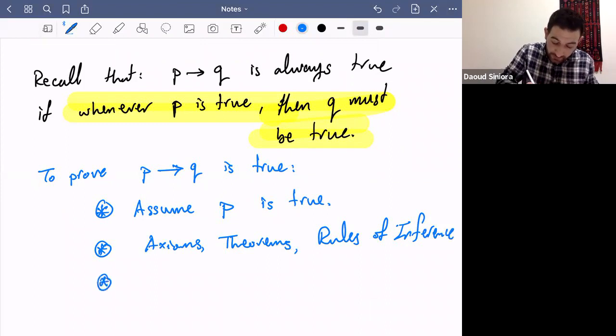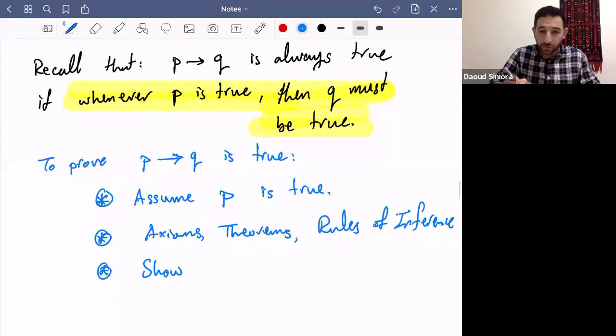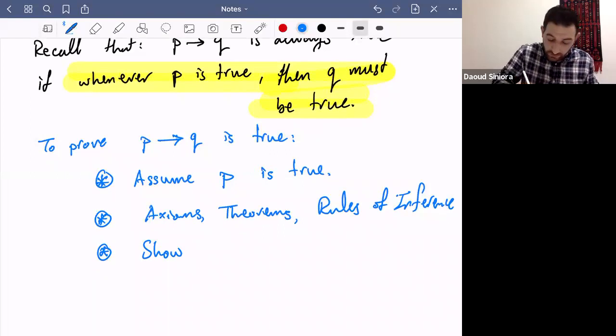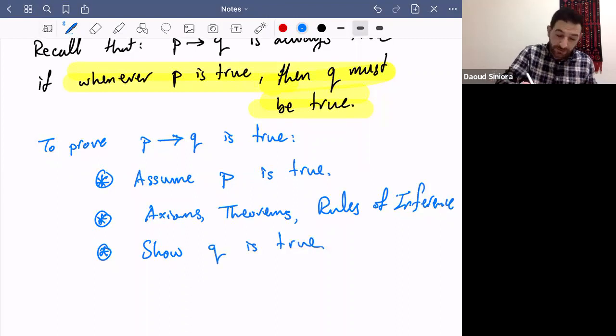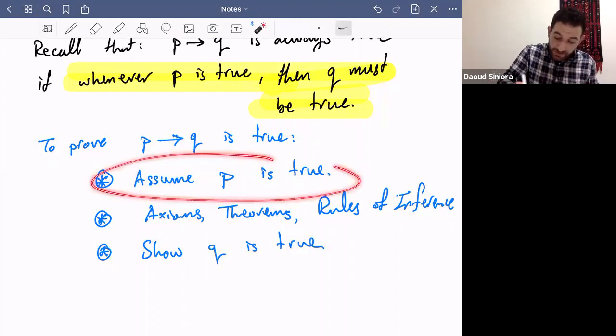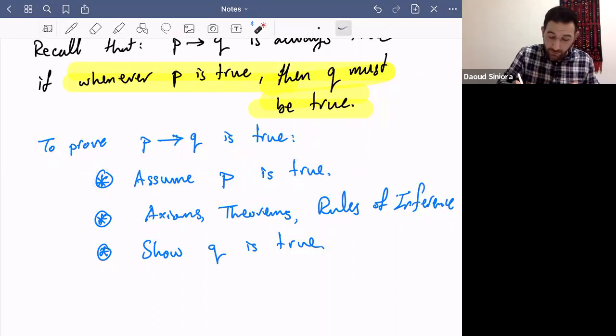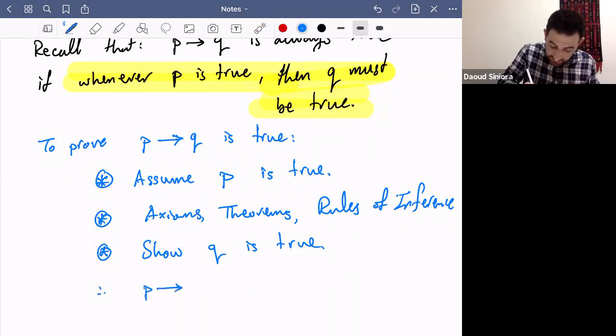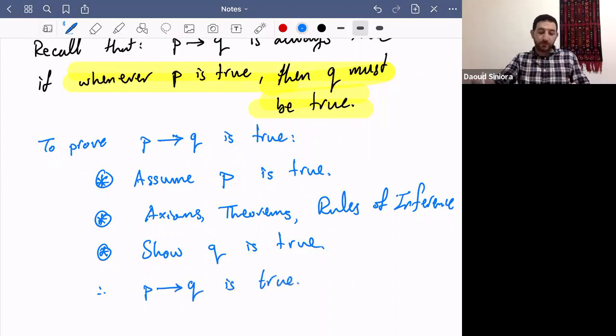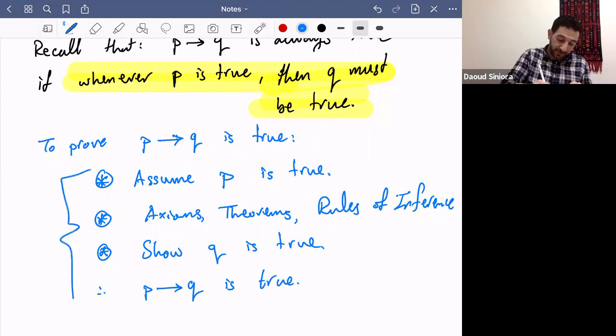Our goal is to show that the conclusion Q is true. If you assume P is true, and then you show that Q is true as well, then we can conclude that P implies Q is a true statement. So this is the direct proof strategy: assume the hypothesis to be true, show the conclusion must be true.